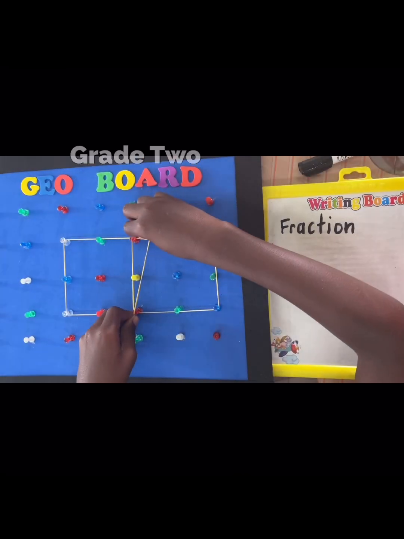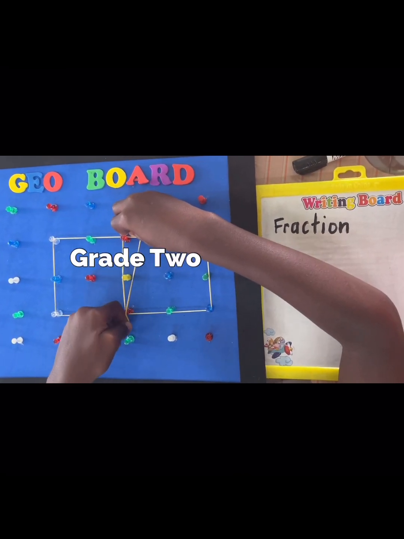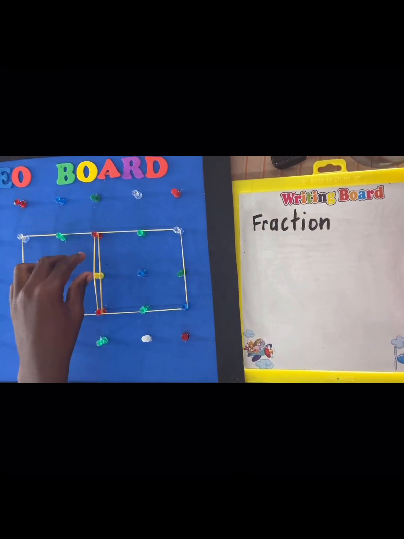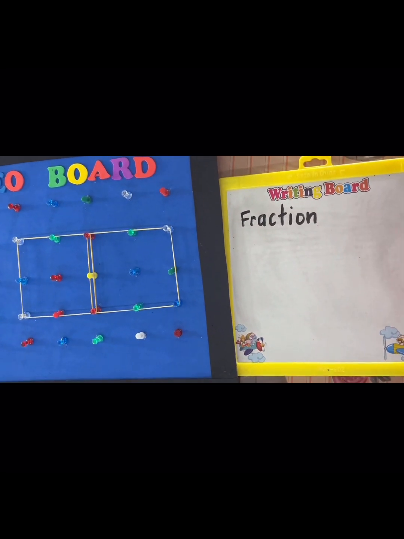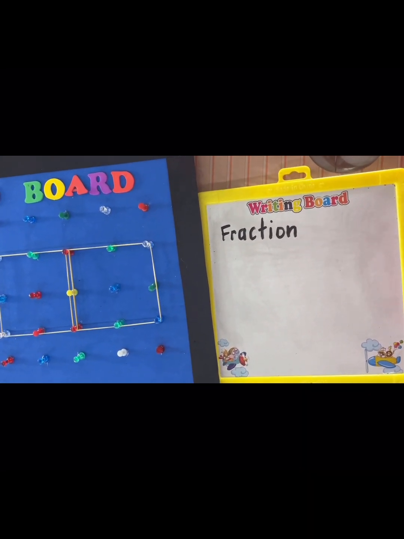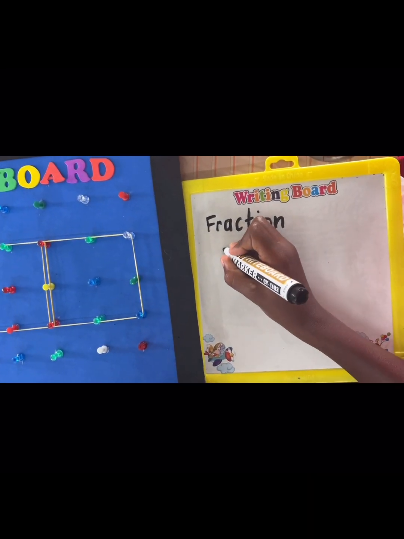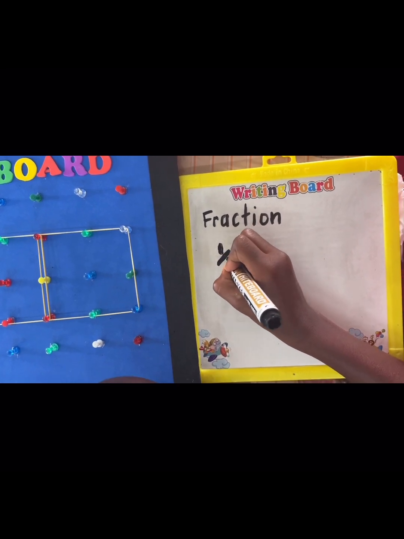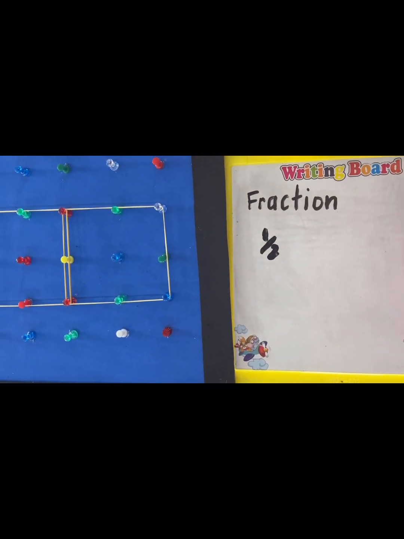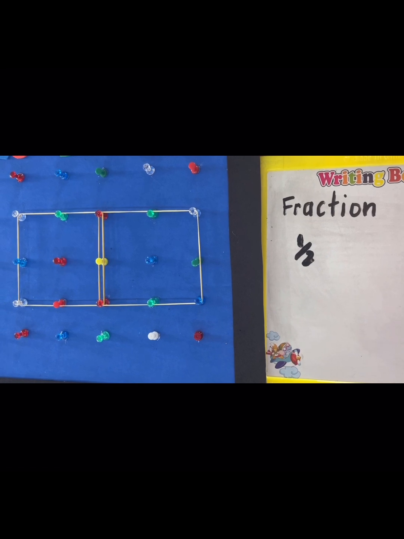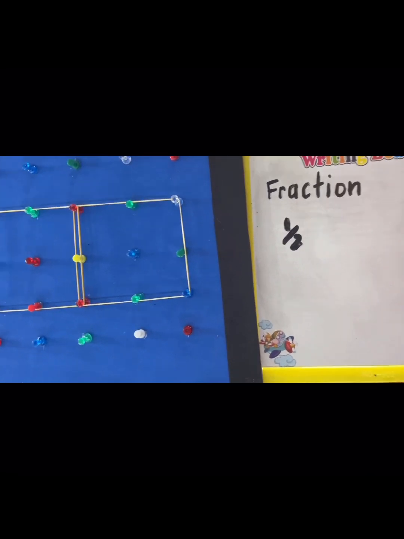Next we can use the rectangular geoboard to teach fractions at the grade 2 level. This is where the child creates different 2D shapes and they divide the shapes into different fractions. And then they write the different fractions that they divided. For instance, here the child made a rectangle and he divided it in half, so then he wrote it here.